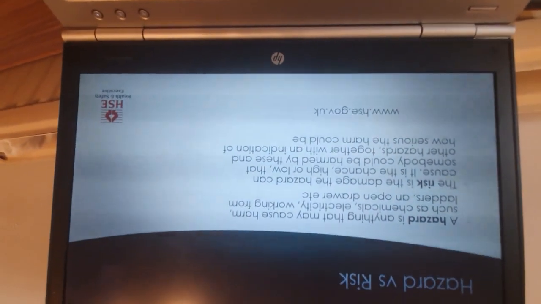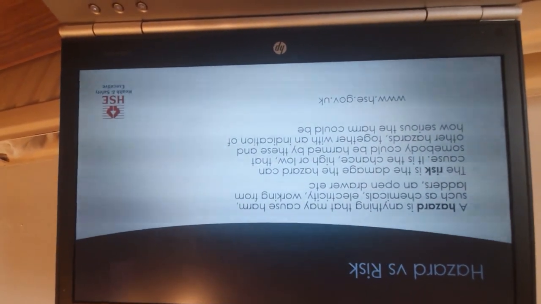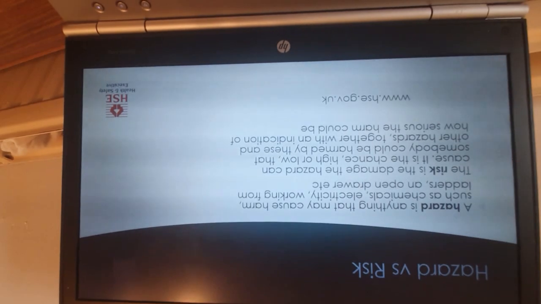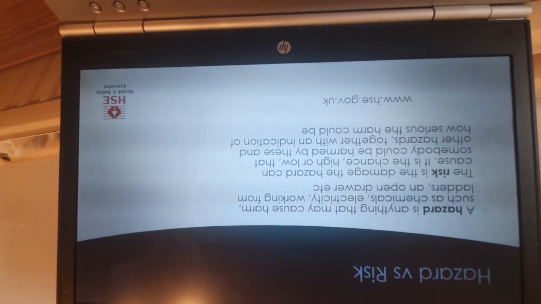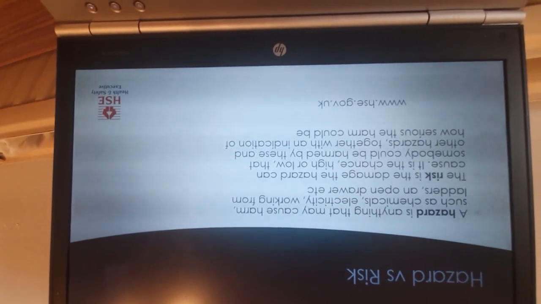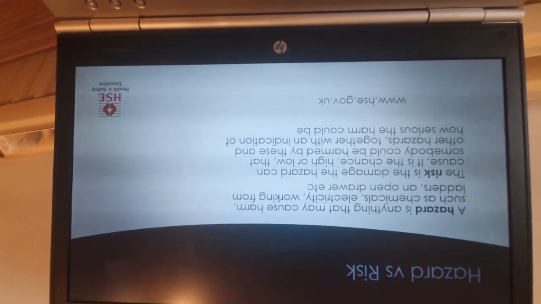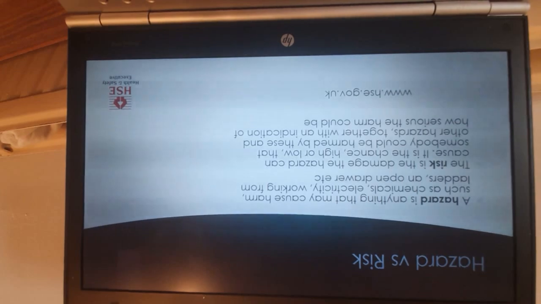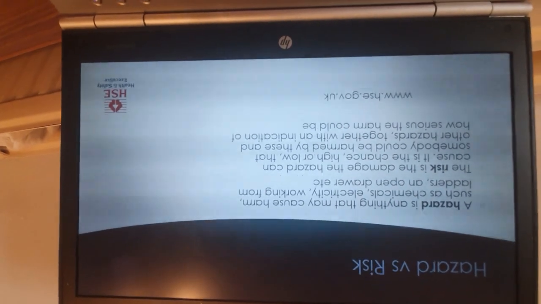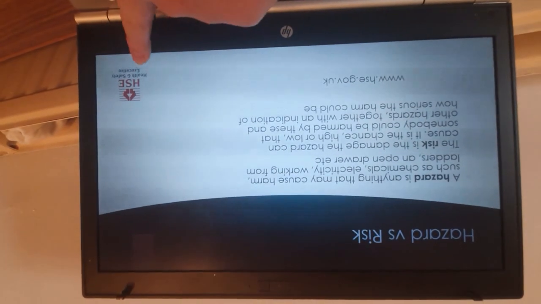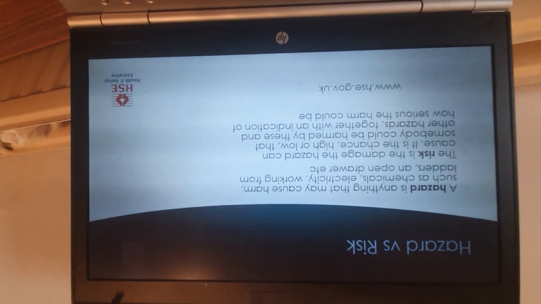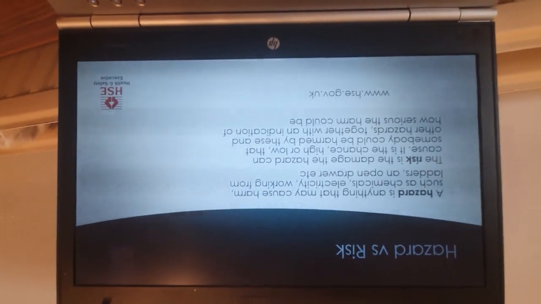So a hazard is anything that may cause harm, such as chemicals, electricity, working from ladders, or even an open drawer. The risk is the damage a hazard can cause. It's the chance, high or low, that somebody could be harmed by these hazards, together with the indication of how serious the harm could be. And this is from the Health and Safety Executive online, so the government-led advice.